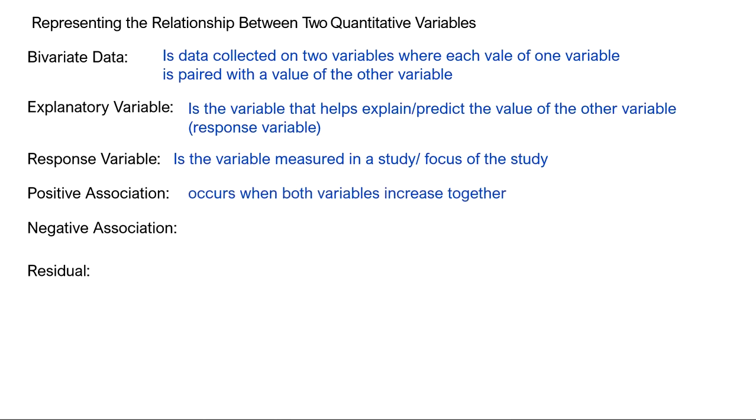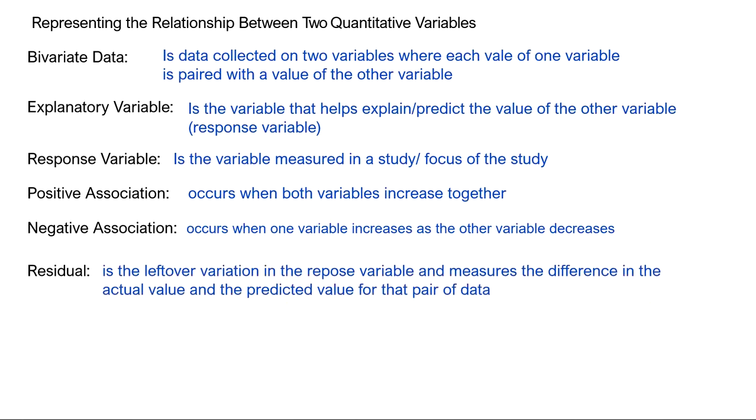A positive association is going to occur when both variables increase together. So as we read it, if hours of sleep goes up, the score on a test goes up, then that's your positive association. Obviously, a negative association is going to occur when one variable increases as the other variable decreases. So if hours of sleep go up and test scores go down, that's going to be a negative association. It would probably be more associated with hours on the cell phone going up and test scores going down.